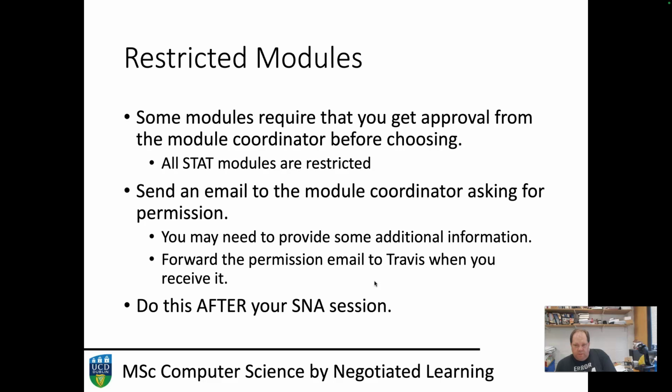So, to summarize, if you want to take a module that requires approval from the module coordinator, you have to send an email to the module coordinator asking for permission. It's useful if you provide some additional information explaining why you want it. Ideally you should CC Travis on the email, but if Travis is not CC'd in the response, you should forward the permission email to Travis when you receive it, and you should do this after your SNA session, once you have agreed with your SNA advisor that you should take the module.